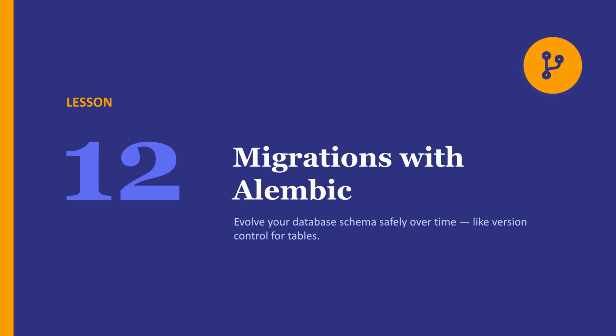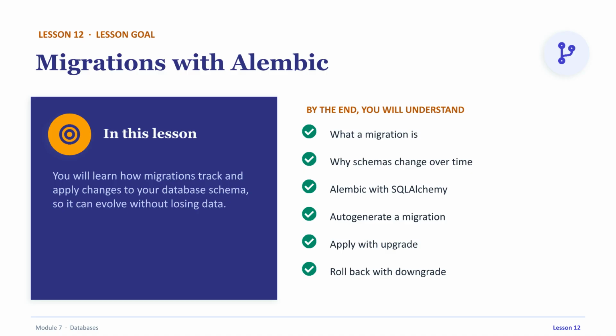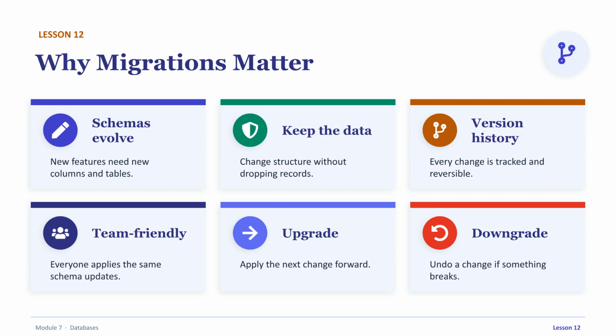Databases change over time. Our final tool, Alembic, lets you evolve your schema safely, like version control for your tables. In this lesson, you'll learn about migrations, tracked, reversible changes to your database structure. We'll see why schemas change, how Alembic works with SQLAlchemy, and how to auto-generate, apply, and roll back a migration.